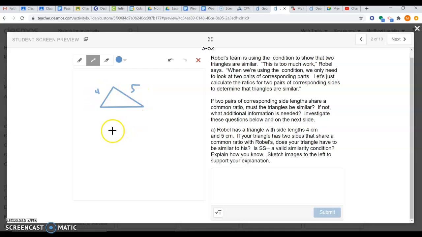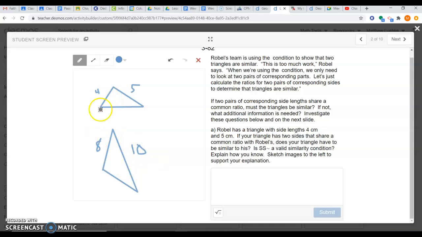What I'm going to do in this one is make a side length of maybe 8 here. Maybe this side length here is 10. Oops, I need to go back to my writing tool. So this here is 8, this is 10.